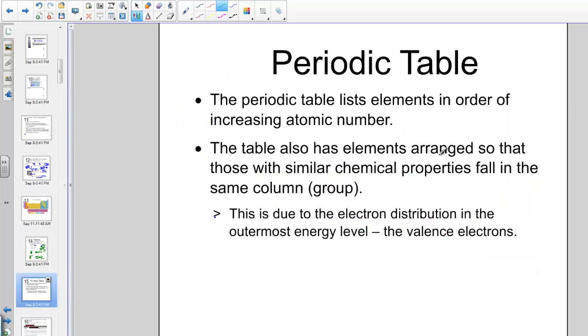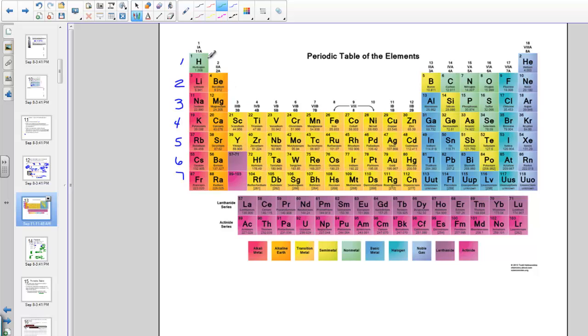The table also has elements arranged with the similar properties falling into the same column. And this is simply due to the electron distribution in that outermost energy level, that vocabulary word I've been saying, those valence electrons. So any element found in this first column lives in that first column because it has just 1 valence electron, group 1A. Every element in this column has 2 valence electrons. It does so because it lives in group 2A.